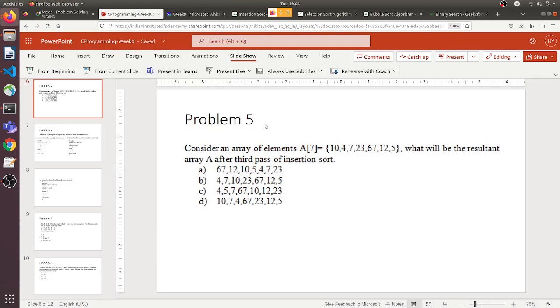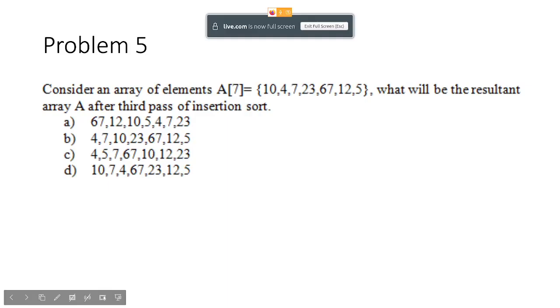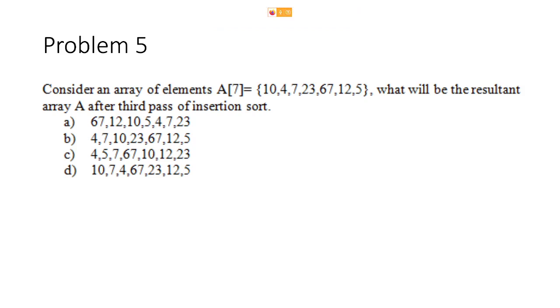Okay, so now the question is here. Consider an array of elements like this. What will be the resultant array A after the third pass of insertion sort? Can you try this? Try to answer this question. Third pass.